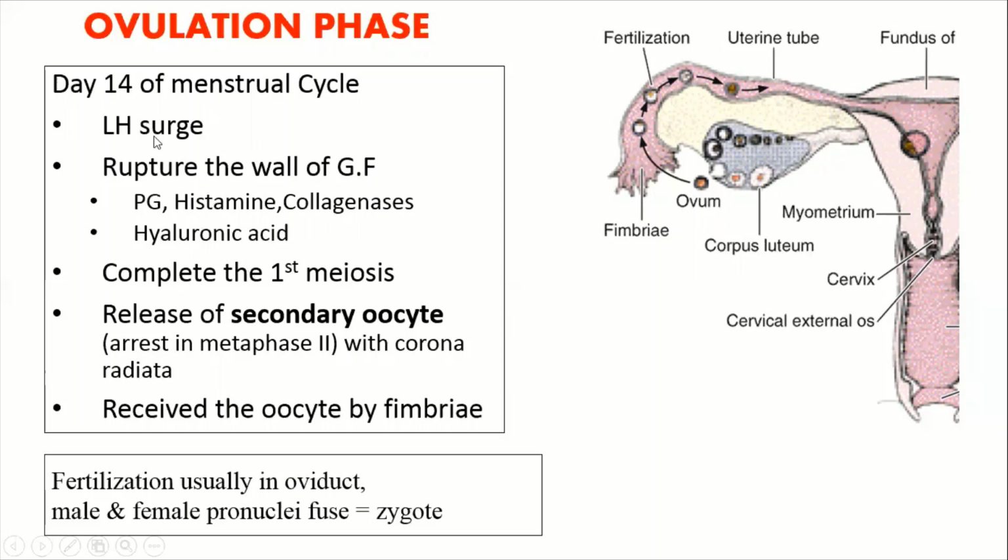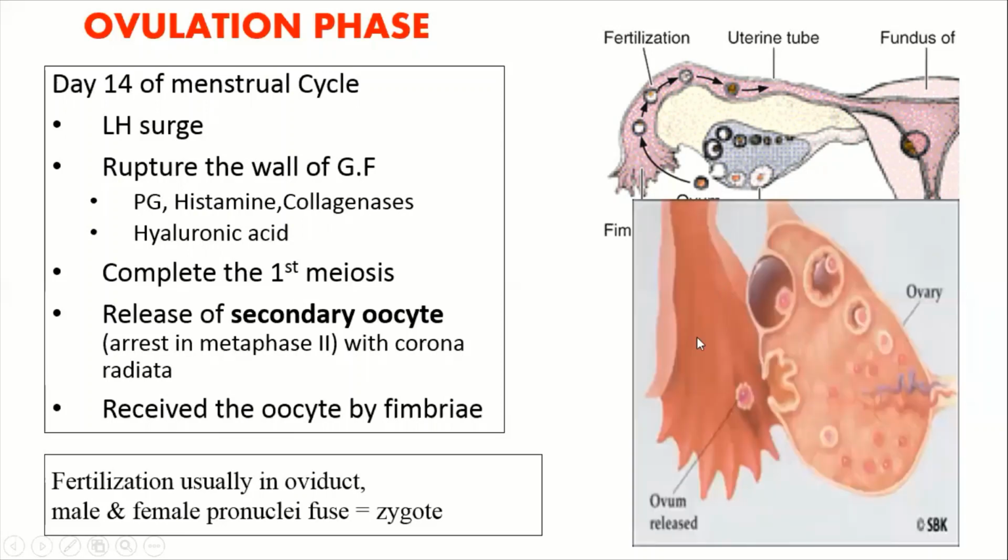And what happens here at the 14th day of the menstrual cycle, because of the LH surge, is rupture of the wall, completion of the first meiosis stage, and release of the secondary oocyte. This oocyte will be received by the fimbria of the fallopian tube, and then fertilization happens in the oviduct. If there is presence of the male pronucleus also, there will be formation of a zygote.